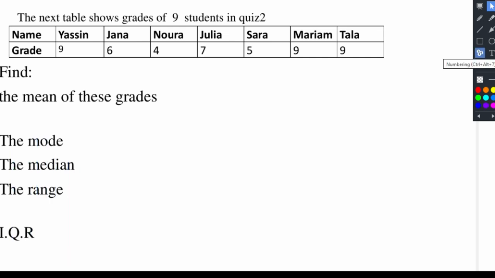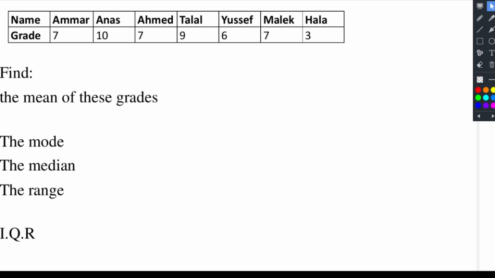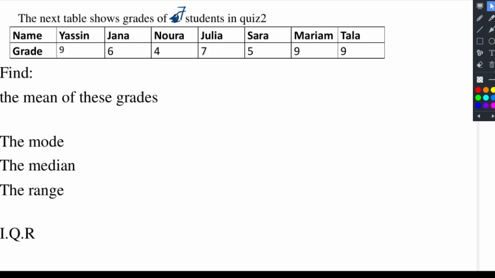The next table is a continuation of the previous table. After drawing the bar graph and the histogram, we want to get the mean, the mode, median, range, and IQR. We will see what the IQR is. The mean is what? The mean is the summation of the values divided by their number. We have 7 students. 7 students, not 9. We have 7 students. Okay?